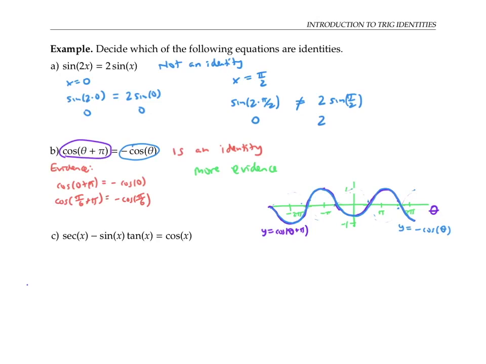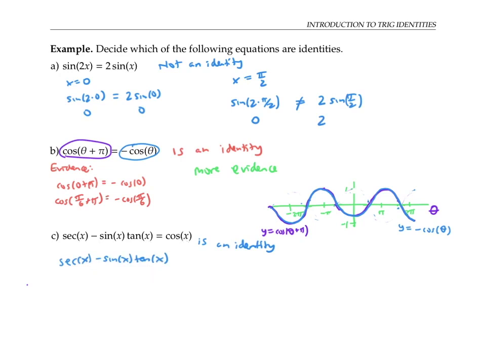It turns out equation C is an identity, and we could build evidence for it again by plugging in values for x or by graphing the left side and the right side separately and checking to see that the graphs coincided. But for this example, I'm going to go ahead and do an algebraic verification. In particular, I'm going to start with the left side of the equation and rewrite things until I get to the right side of the equation.